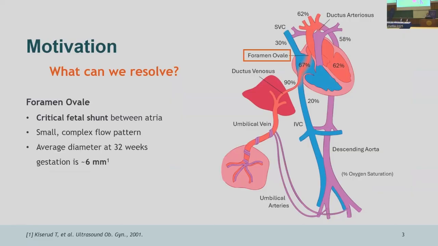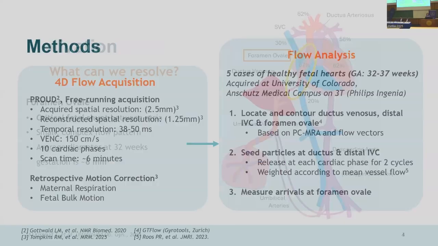And a good test case for this is the foramen ovale, which is a critical shunt between the two atria bypassing the pulmonary circulation. And it's a small hole that experiences complex flow in that the oxygenated blood coming off of the placenta and the mother travels through the ductus venosus and preferentially shunts across the foramen ovale into the left side of the heart, while deoxygenated blood from the inferior vena cava largely remains on the right side. So we wanted to see if we could observe this phenomenon using our 4D-flow technique in utero.